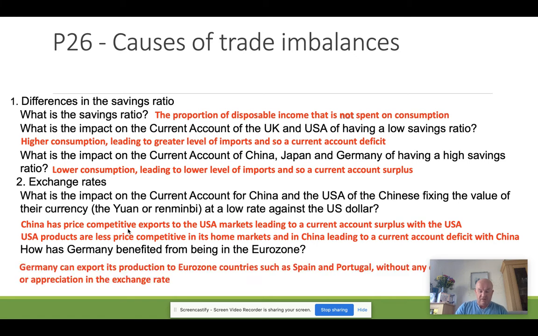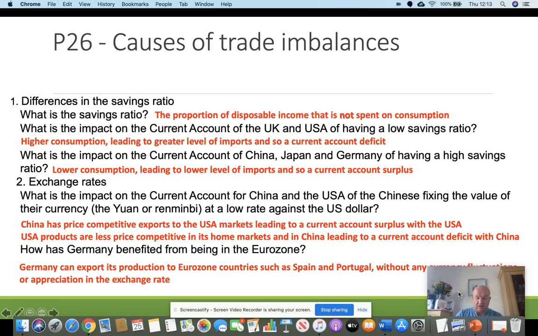Okay, so if we take this example then, in this instance, if we're talking about the benefits of being in the Eurozone, the benefits of being within a trading bloc where you have a common currency, it means that you've got some real benefits for that.